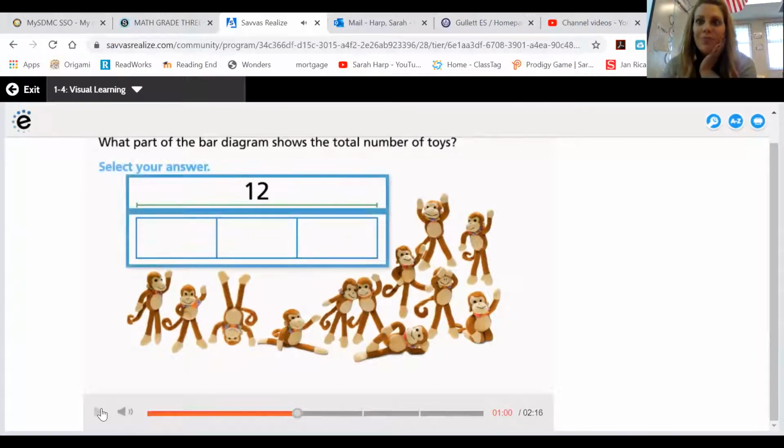Okay, so he always interrupts me. So if you look, what's the total, what's the big number? So if we count, we have 1, 2, 3, 4, 5, 6, 7, 8, 9, 10, 11, 12. So there's 12 toys. So it says which part of the bar diagram shows the total number of toys. So is it the top with the 12, or is it the bottom with the 3? What do you think? The total number is the big one, so it's the top. Nice job.